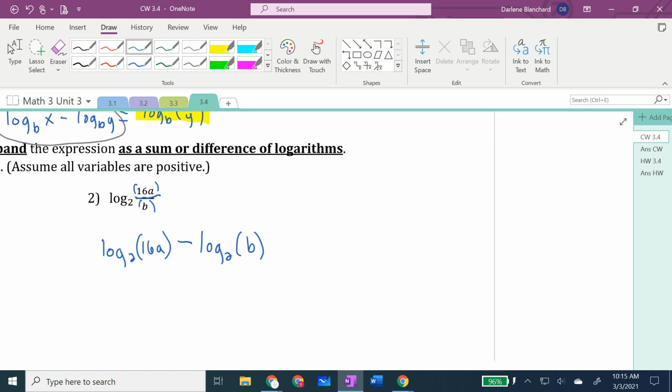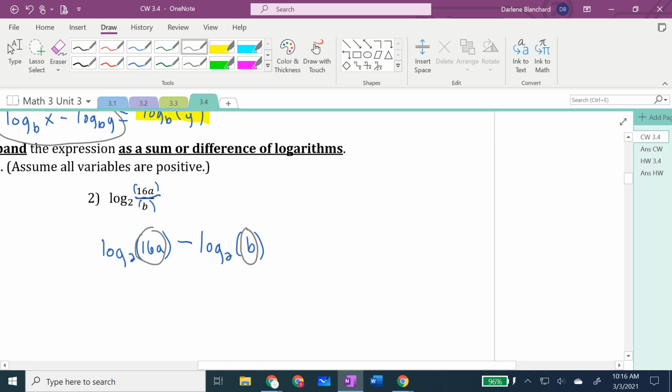This is not fully expanded. You are done expanding when you no longer have multiplication inside a logarithm or division inside a logarithm, at least with the rules we have so far. We'll learn another rule later, but right now you only have two rules. So make sure that if you look in this logarithm, nothing is multiplying or dividing inside that one. But if you look inside the first one, 16 and a are multiplying.